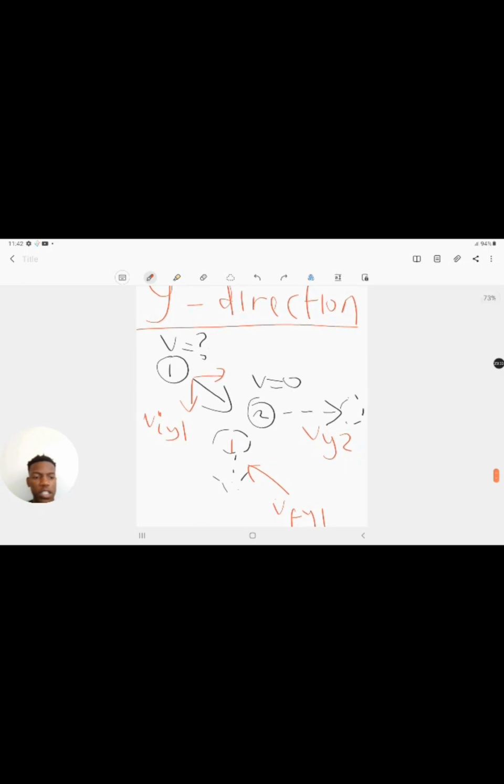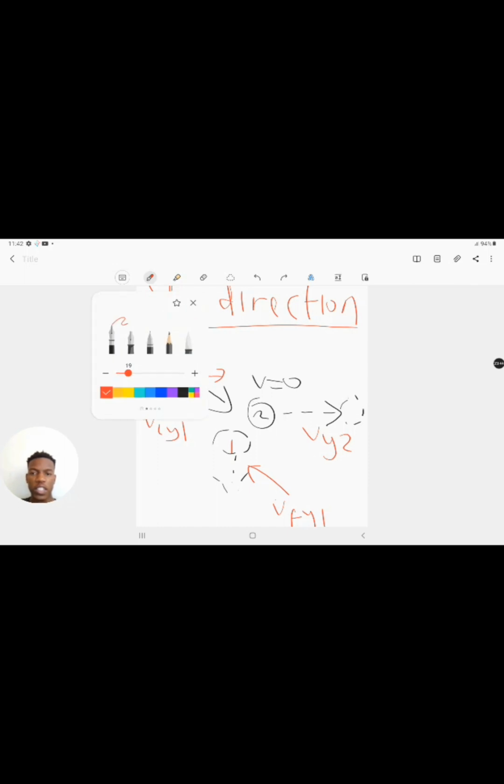And then this velocity down here is the final velocity in the y direction for ball number 1, because it continues moving down in the vertical direction, right? We're really not interested in the x direction, and we're not interested in the x direction here as well, because we're looking at the vertical direction.